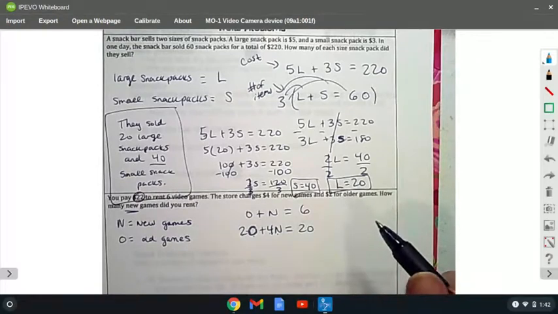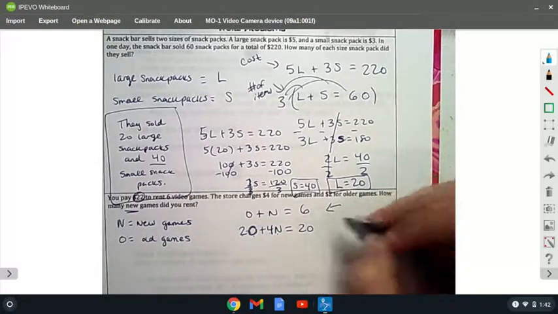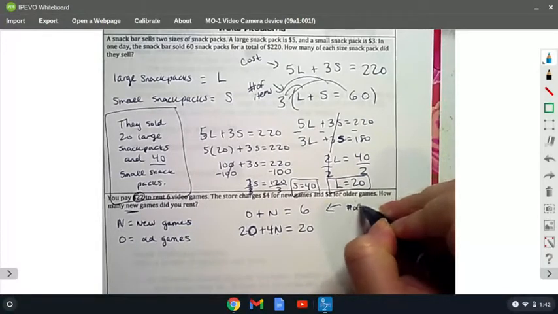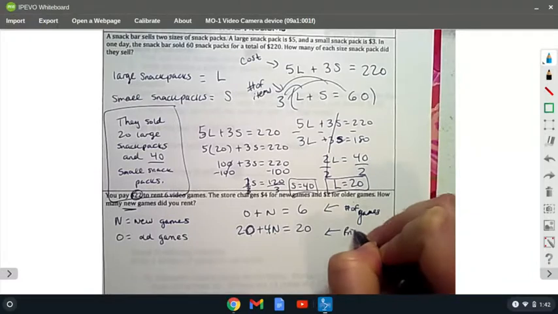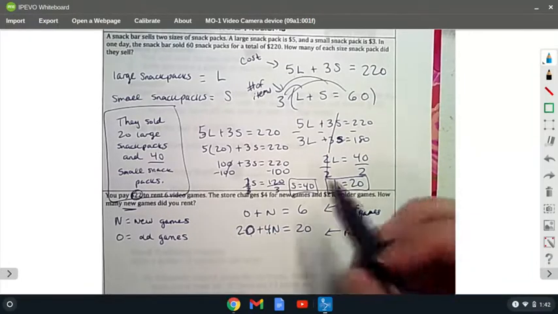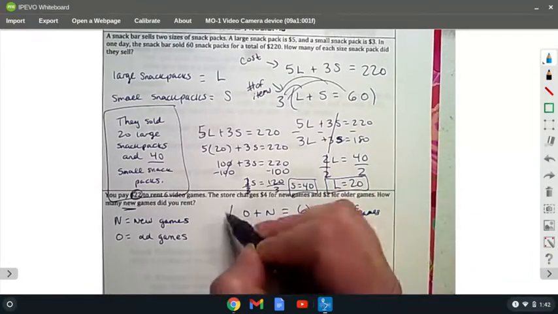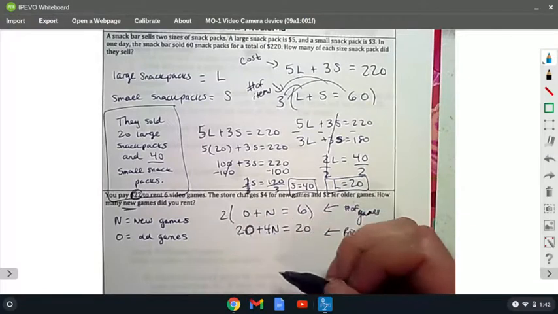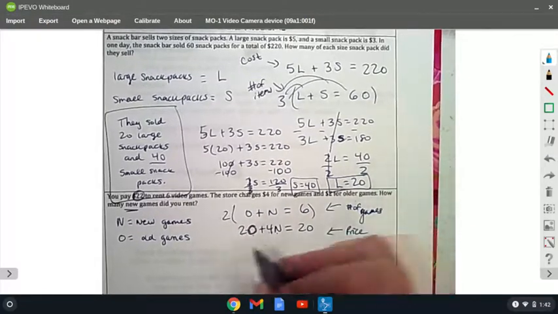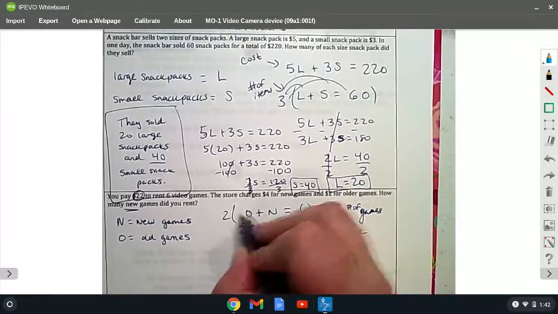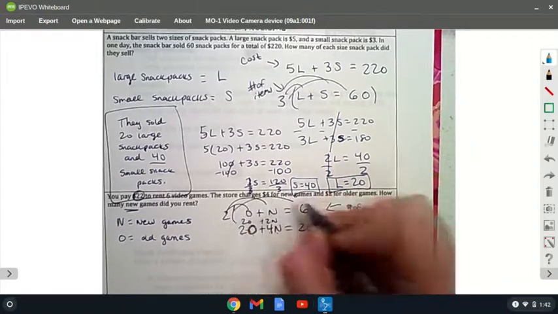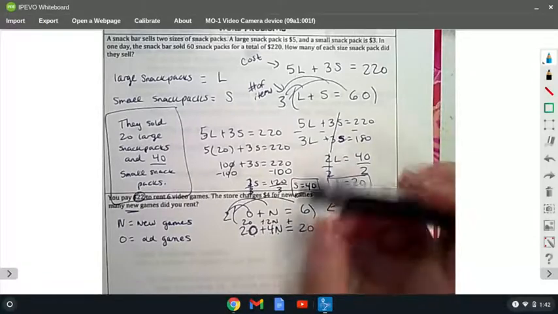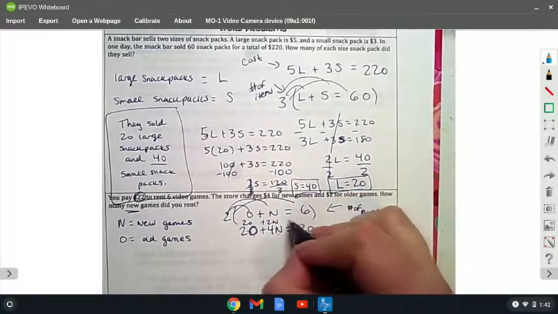So in order for me to do this problem, I'd probably eliminate. So just to reiterate, this is the number of games, this equation, and this is price. This is cost. So I'm going to multiply the top equation by 2 so I can cancel out the O's. Okay. So I end up with 2 times O, so that's 2O. 2 times N is 2N, and 2 times 6 is going to equal 12.